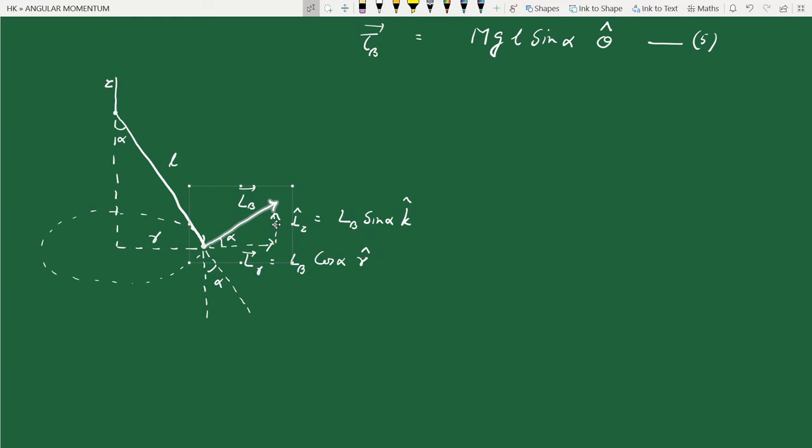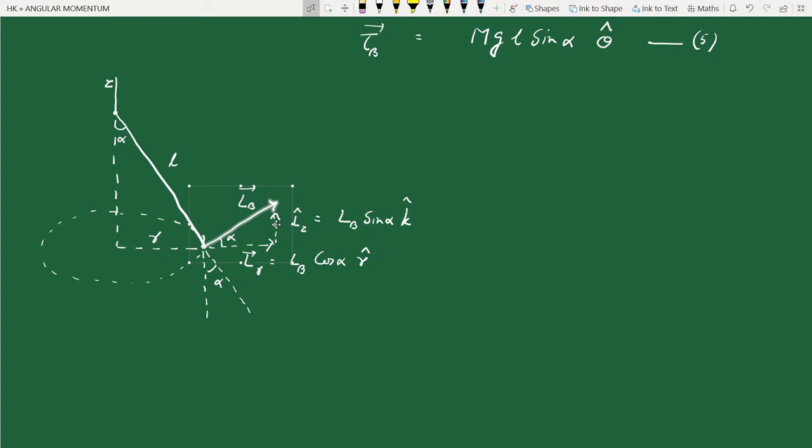Okay, there is no torque along the vertical direction, so there won't be any change in the Z component of LB. There won't be any change in the LZ, but the radial component of LB will be continuously changing. Its direction will be continuously changing. The magnitude will not change, but the direction will change.